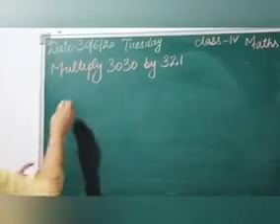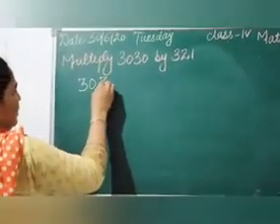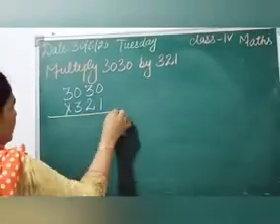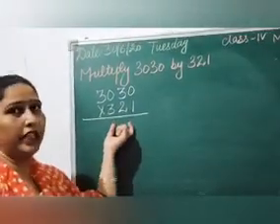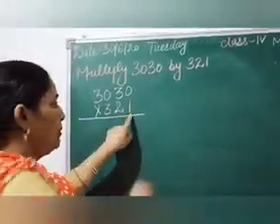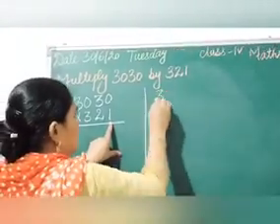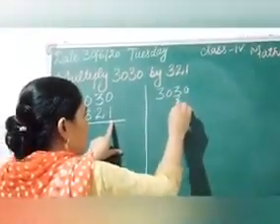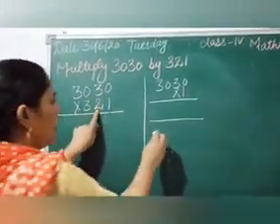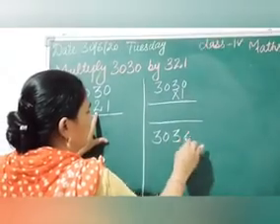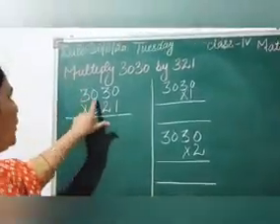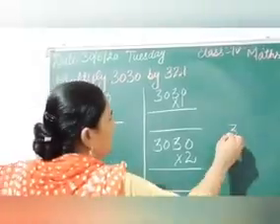First we will write the number, the statement sum. We will write like this. Here you can see the product will be done in 3 parts. Firstly 3030 will be multiplied by 1. After that 3030 will be multiplied by 2. Then 3030 will be multiplied by 3.